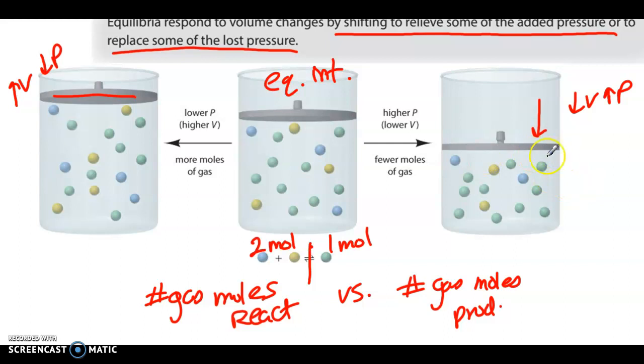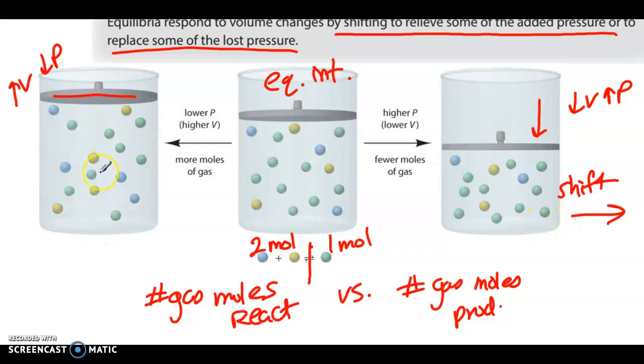So let's talk about the one on the right-hand side first, where we are decreasing the volume. So what's going to happen here is it's going to shift to the direction of the equilibrium that is going to occupy the least amount of space. So in this case, it's going to be a shift to the right because remember the product side is occupying less space than the reactant side. So in order to try and decrease the pressure a little bit, it shifts to the direction that will essentially allow it to take up less space, in this case, the product side.